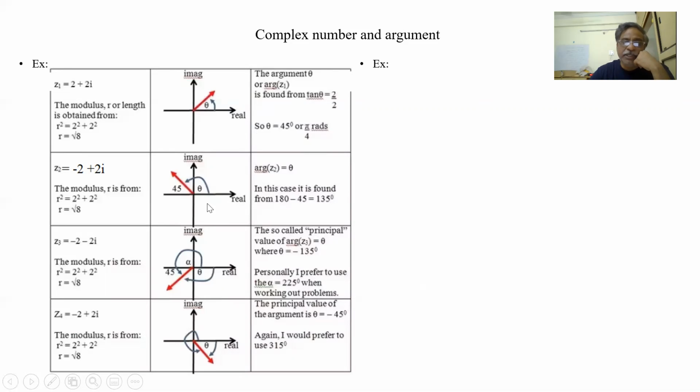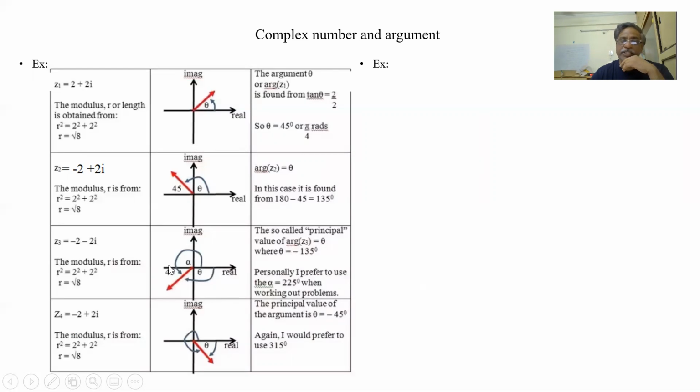So this can be written as either 135 degrees or pi minus 45. Both are okay. But this cannot be written as 225. This has to be written as minus pi plus 45.